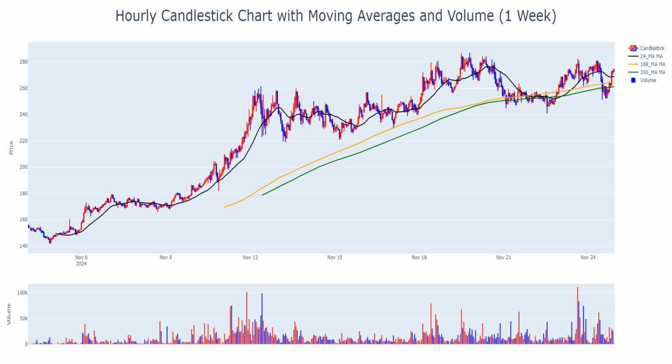Rendertry momentum builds as price tests key resistance levels. 60-minute candlestick chart, moving averages, volume analysis.